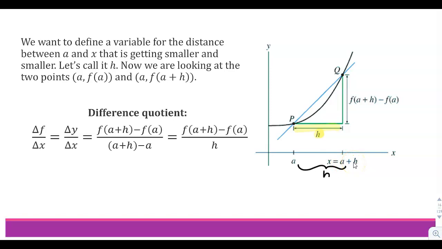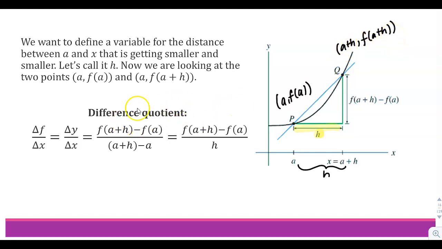So we're essentially naming Q the point a plus h, f of a plus h. That's the coordinate point Q, and P stays the same. It was a, f of a. So we're just giving a new name to Q. Instead of x, f of x, we're calling it a plus h, f of a plus h.